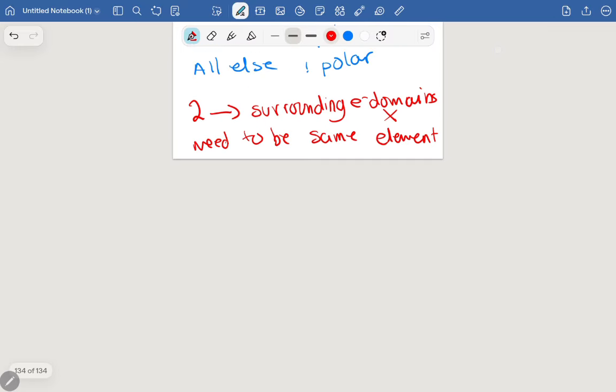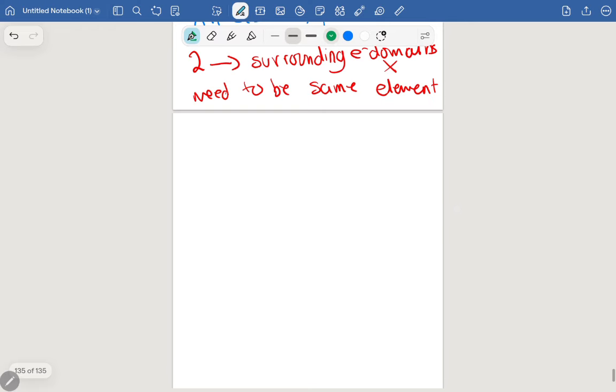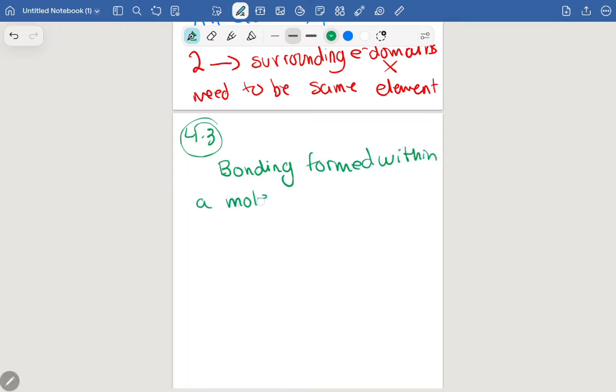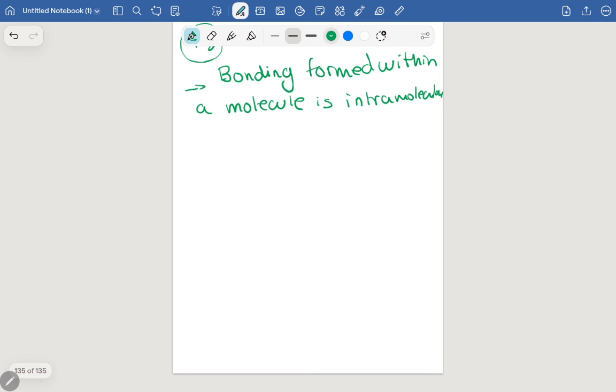So anyways, that's it for chapter 4.2. We'll move on to 4.3. I'm going to have to say that 4.3 is a bit long, so do bear with me. Now, all of the bonding we've been talking about is intramolecular bonding. What does this mean? This means it's within a molecule. So bonding formed within a molecule is intramolecular bonding.